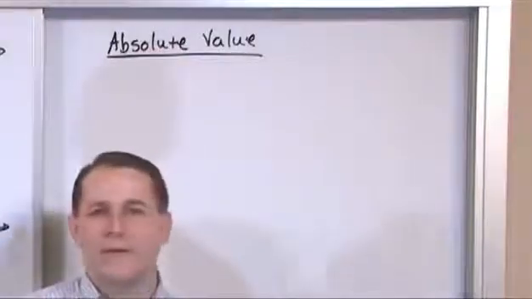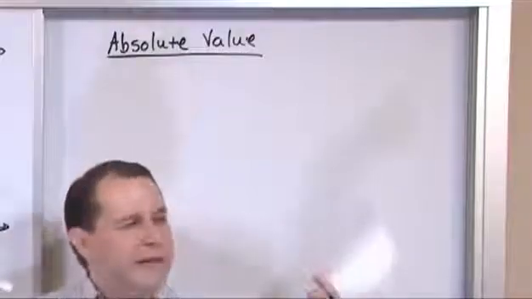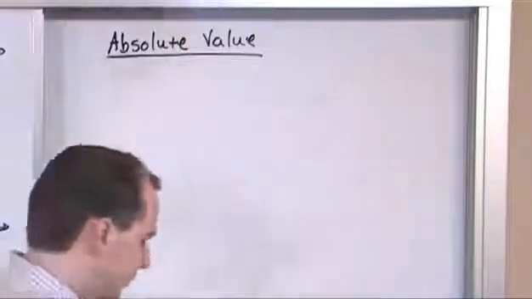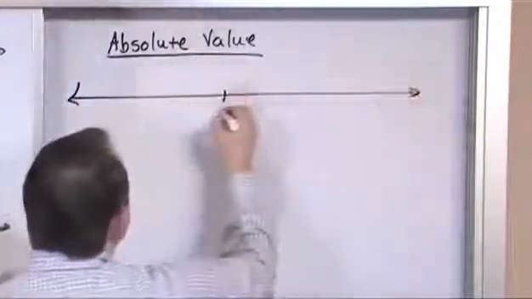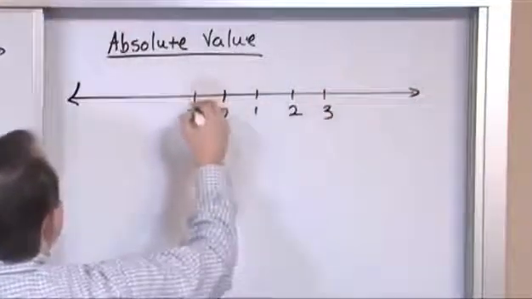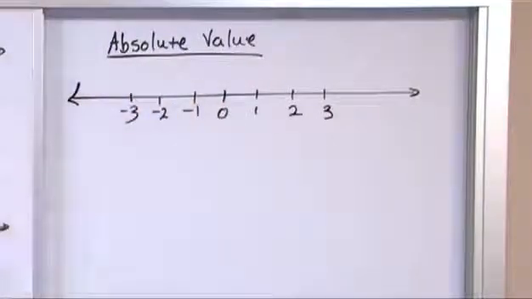Basically, the absolute value of a number is just telling you how far away that number is from zero. How many units of distance is that number away from zero? So the easiest way to do it is just to draw a number line and take a few examples. So here's a number line. Here's 0, 1, 2, 3. Of course, it goes on forever. -1, -2, -3. It goes on forever that direction.